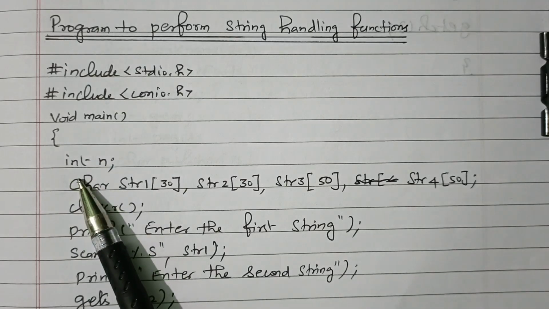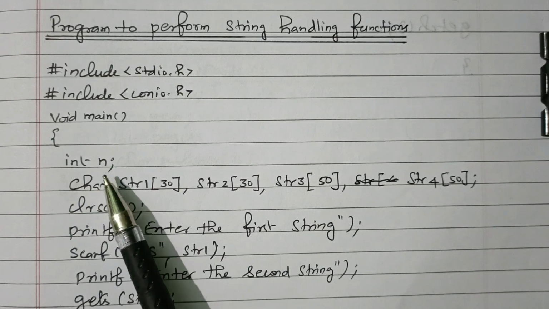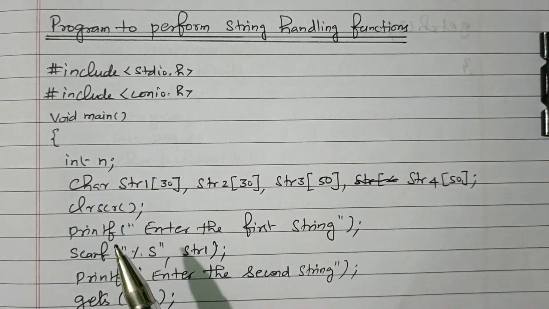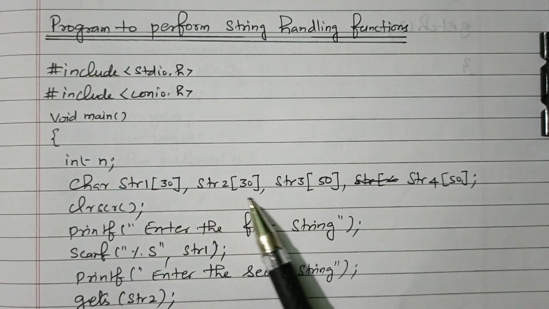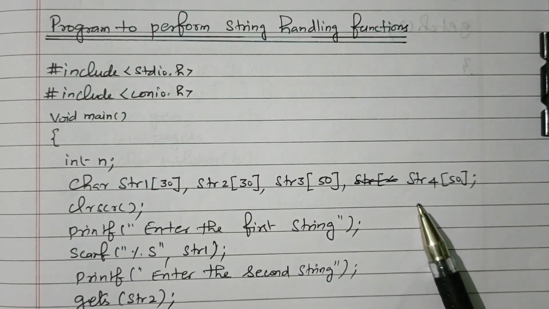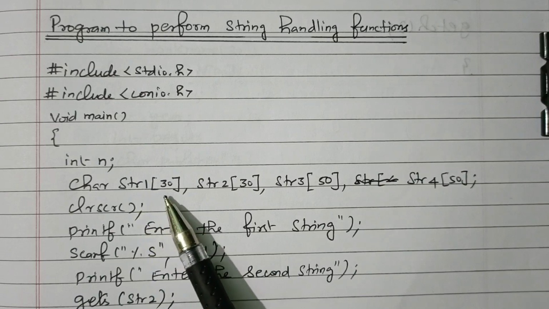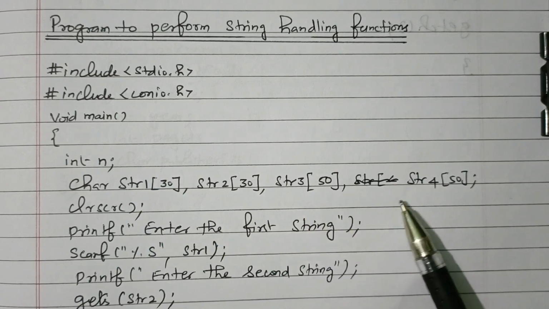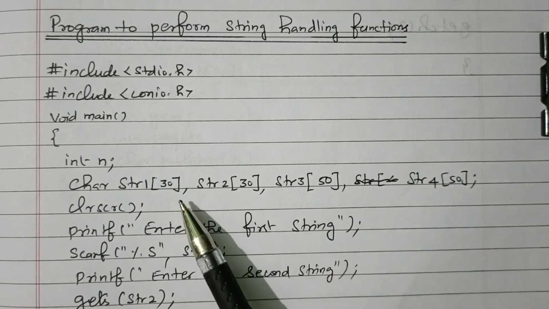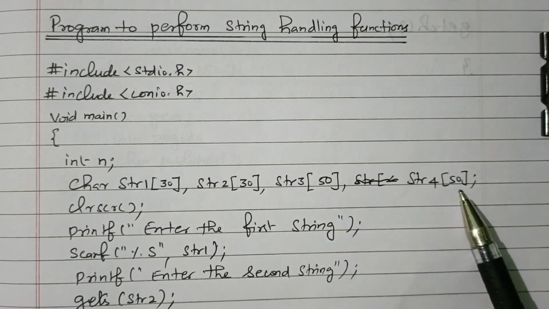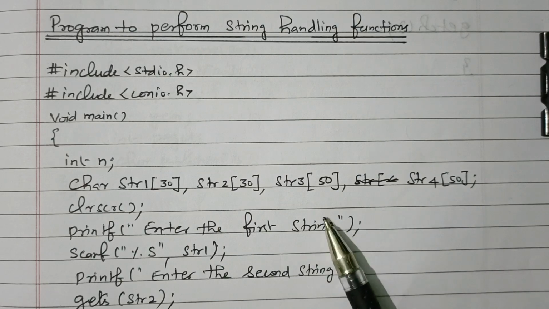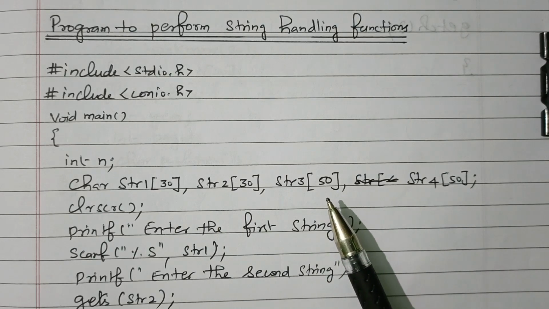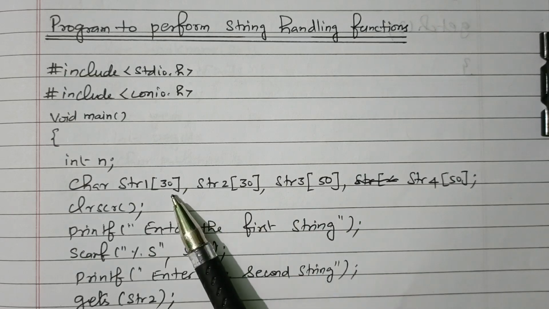We'll declare the variables. First step is declaring the variable, integer n. In order to store the length of the string, we are declaring one variable, integer n. Then character, we are going to declare 4 strings to perform various string handling functions. We declare 4 strings: str1 30, str2 30, str3 50, str4 50. So the first two are 30 characters, the third and fourth are 50 characters. That is our choice. This 50 and 30 is the maximum number of characters. We can use less than 30 also, right? The 30 memory spaces will be allotted, but we can use within 30.